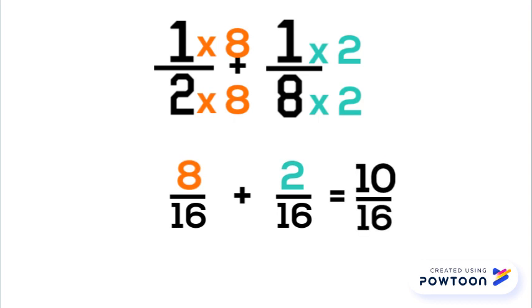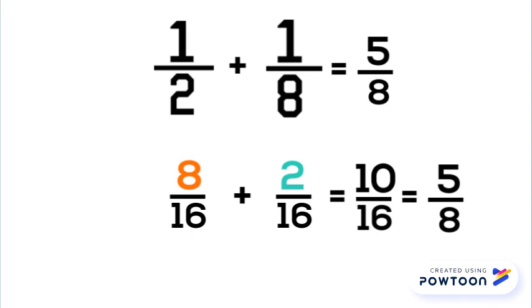Now the only thing about doing this method is that you will always have to simplify or reduce your answer. So 10/16, we see we can divide both by 2 because they're both even, which would give us 5/8. So 1/2 plus 1/8 is 5/8.